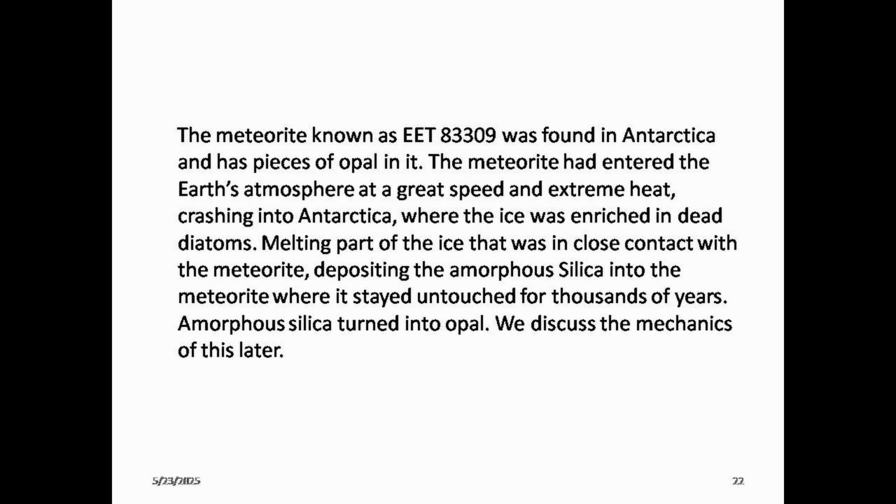The meteorite known as EET 83309 was found in Antarctica and has pieces of opal in it. The meteorite had entered the Earth's atmosphere at a great speed and extreme heat, crashing into Antarctica, where the ice was enriched in dead diatoms, melting part of the ice that was in close contact with the meteorite, depositing the amorphous silica into the meteorite, where it stayed untouched for thousands of years. Amorphous silica turned into opal. We discuss the mechanics of this later.